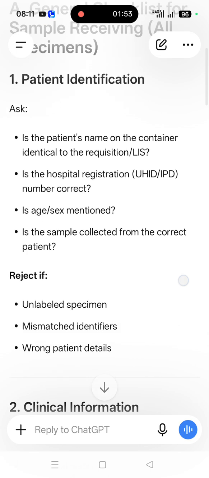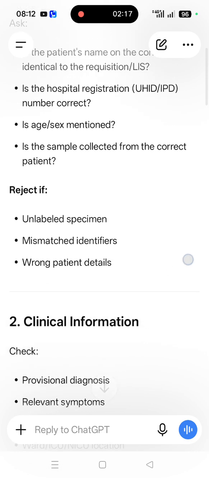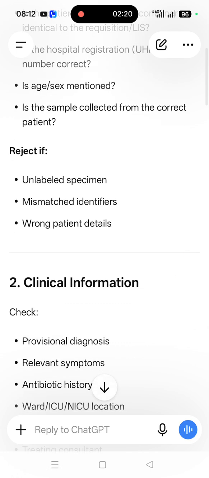Is the hospital registration number, that is the UHID, there, and whether it is correct or not. So again, cross checked. Is age or sex mentioned? Is the sample collected from the correct patient? Everything may be there, but the important thing is whether it has been collected from the right patient or not. You have labeled it correctly, but it is coming from another patient. This may also create a problem. So reject it if an unlabeled specimen is there, if there are mismatched identifiers, or if wrong patient details were there.